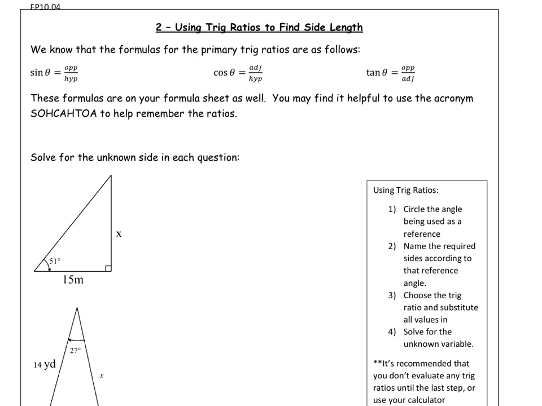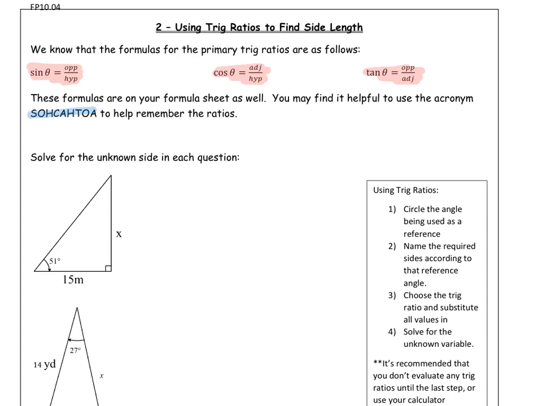So we've already gone through and derived the trig formulas. We know that sine of theta is opposite over hypotenuse, cos is adjacent over hypotenuse, tangent is opposite over adjacent, and sometimes we use the acronym SOHCAHTOA to help us remember those formulas, because sine is opposite over hypotenuse, cos is adjacent over hypotenuse, and tan is opposite over adjacent.